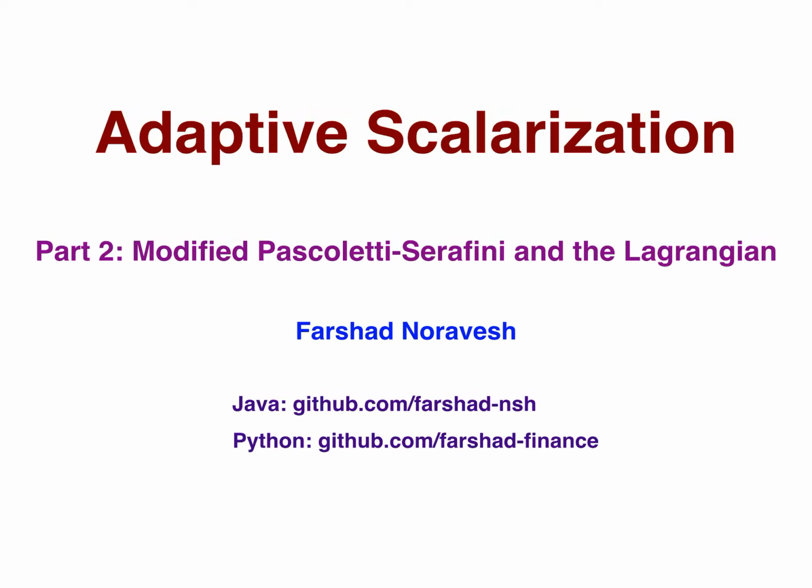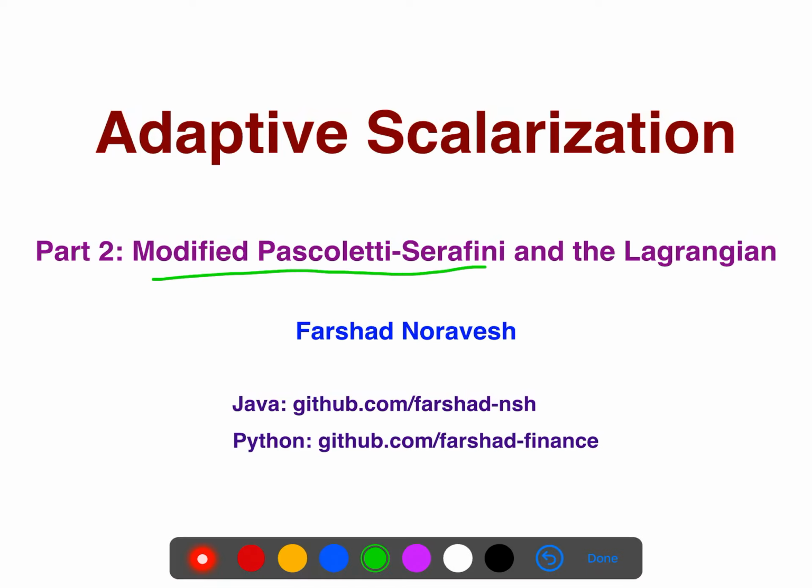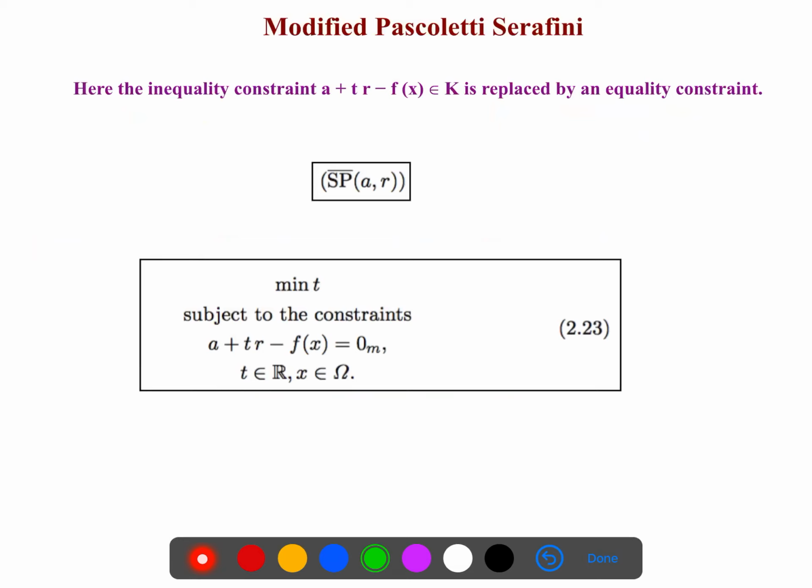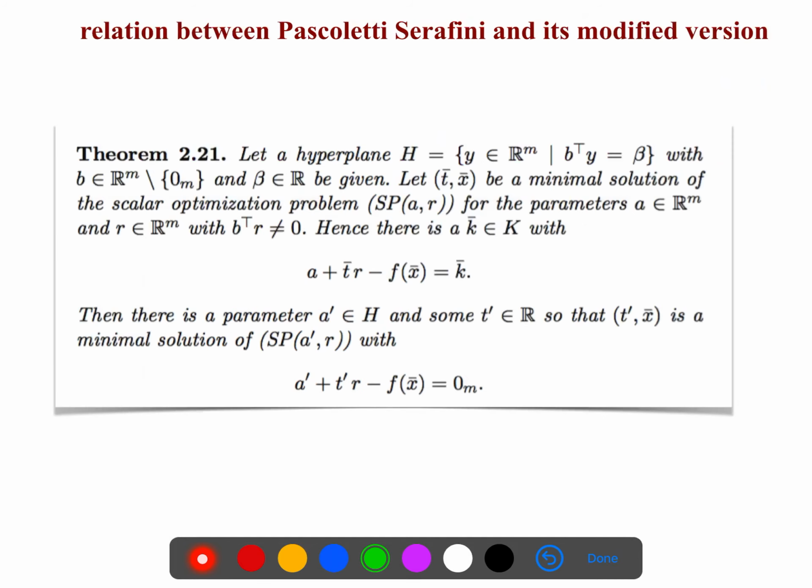So in this lecture, I want to talk about modified Pascoletti-Serafini. So instead of SP of A and R, we are talking about SP bar of A and R. And so instead of saying it is inside the cone, we say it is equality and is equal to the vector 0.